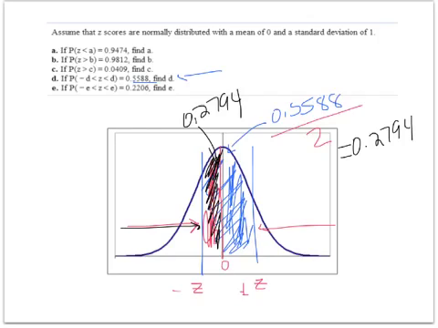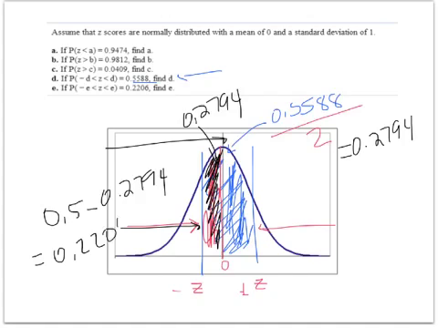Well, now how do you get this area? Well, we're only halfway of our data, so I'd take 0.5 minus 0.2794, which would equal 0.2206. Sorry for the messy drawing. Again, this is why you want to draw these. So I'm looking up 0.2206.